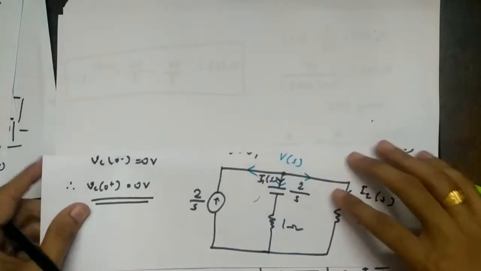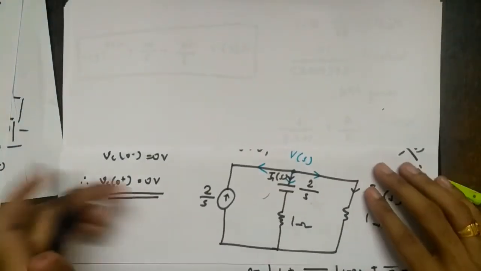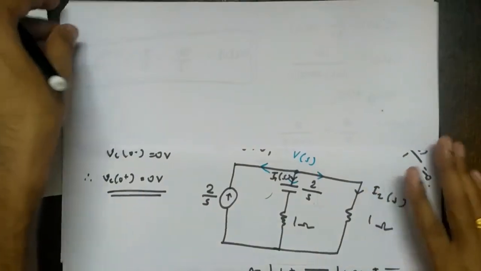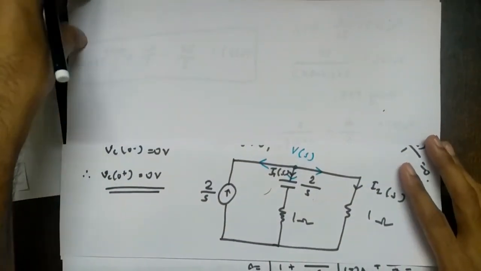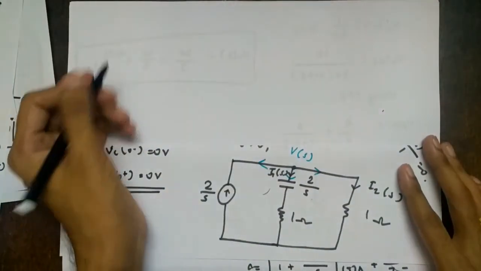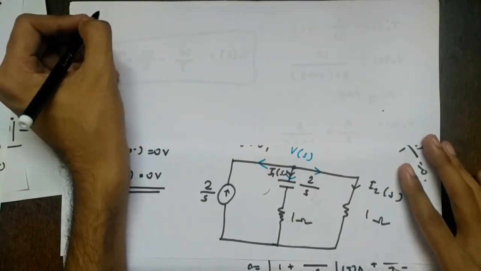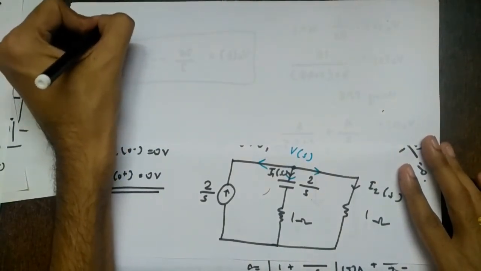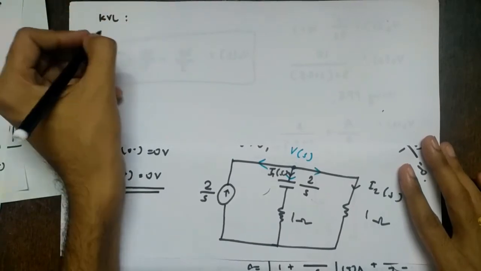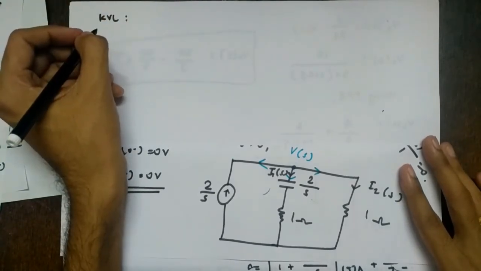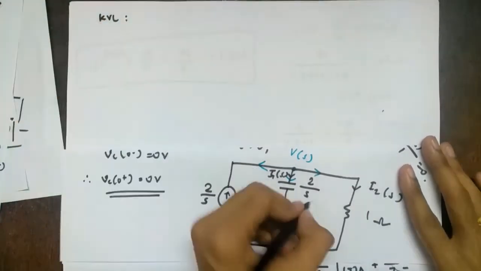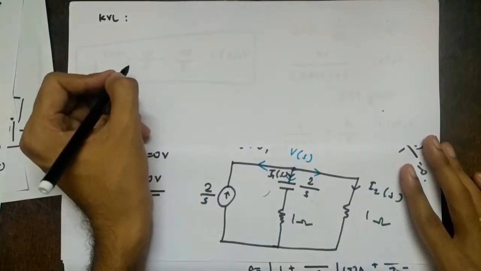Again, if you want, you can solve it using the method which I was using. I was just showing that you can use different methods. So let's use KVL since it will be simpler in this particular case. Using KVL, what will be happening? If I apply KVL here, what will I get?